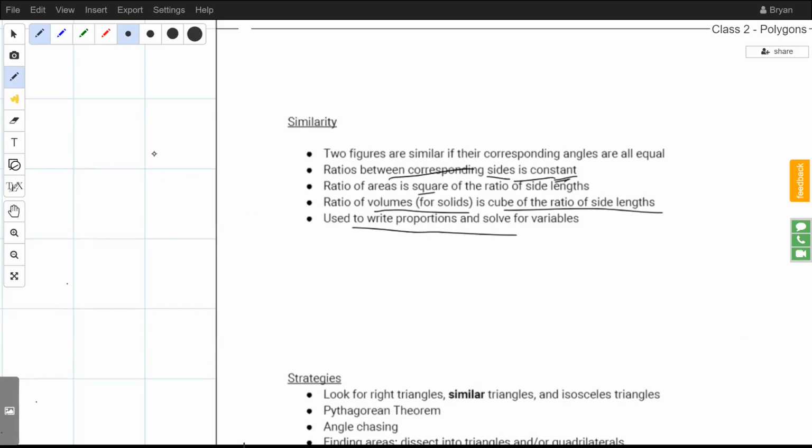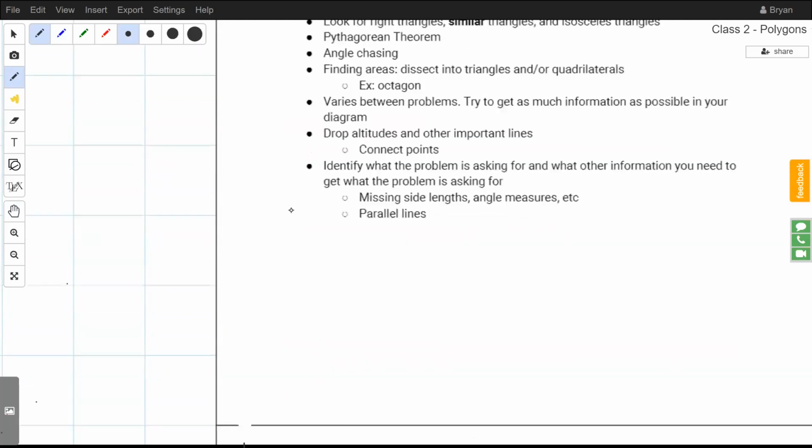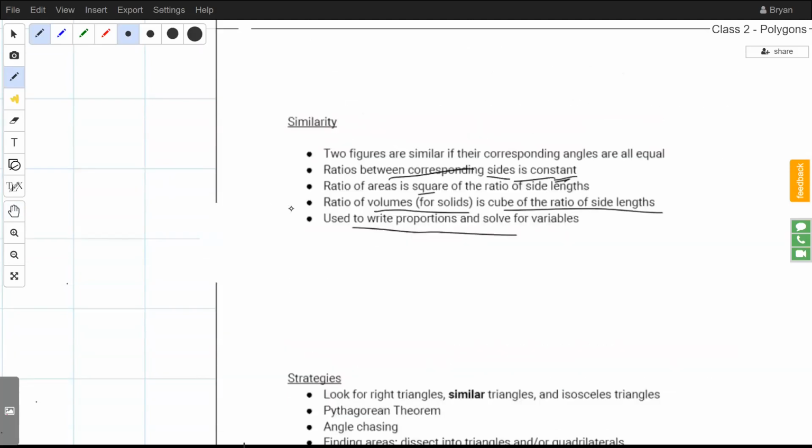Not entirely sure you'll see similarity problems in here, but I can certainly find some. But I'll give you guys an example.